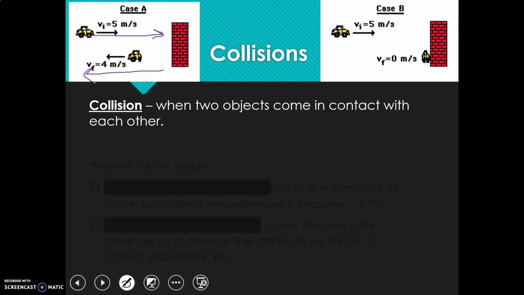Notice how the velocities are different, right? It's moving 5 meters per second into the wall. After it hits the wall, it loses a little bit of velocity. It's only moving 4 meters per second. On the other hand, in case B, you have this car moving the same speed, 5 meters per second, into the wall, but in case B, it actually gets stuck to the wall. So its final velocity is 0. The car does not bounce off the wall.